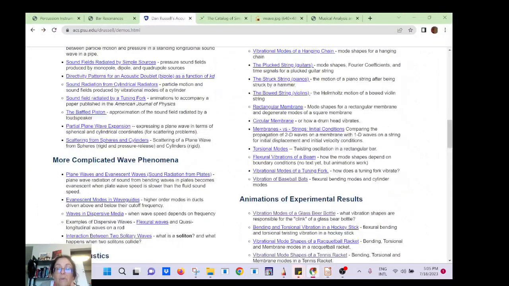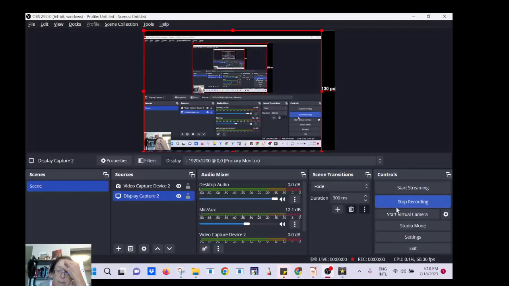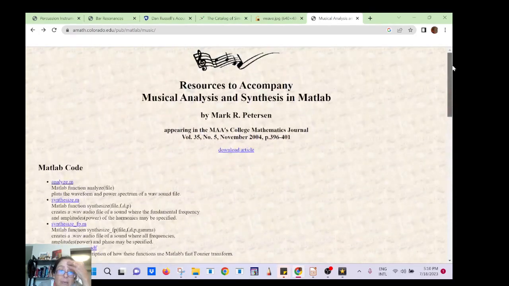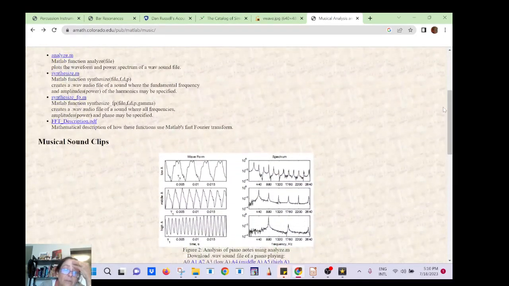And then there is another website if you are interested. So here is the website if you are interested in the physics of music. It's a very nice website, and I will put the reference in the description.